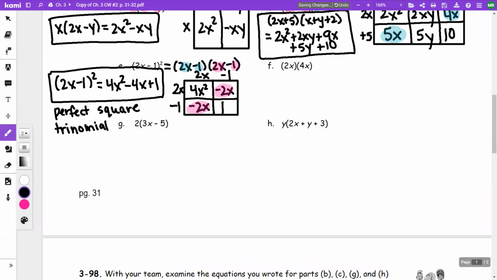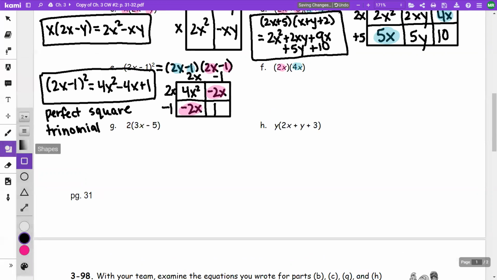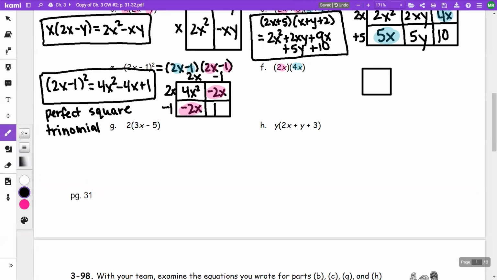Okay, on the next one, I have one term and one term. So that's going to be a 1 by 1 box. Okay, so I'm going to have a 1 by 1 box. And one side's going to have 2x, the other side's going to have 4x. When I multiply this together, a 2x and a 4x multiply and give us an 8x squared. Remember, x times x is x squared. So this is going to be a 2x times 4x is equal to 8x squared. And that's our answer.